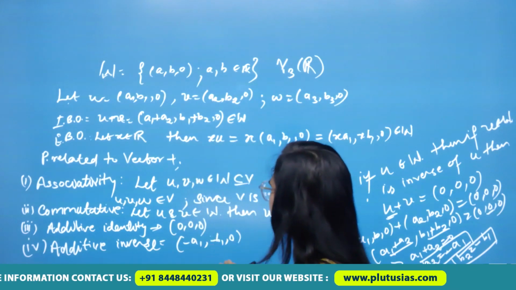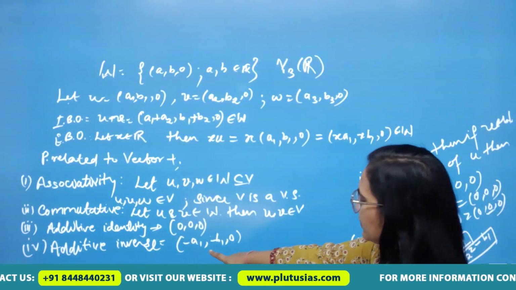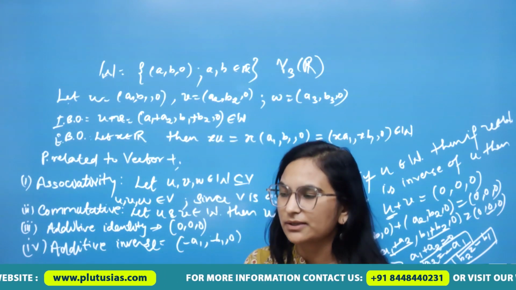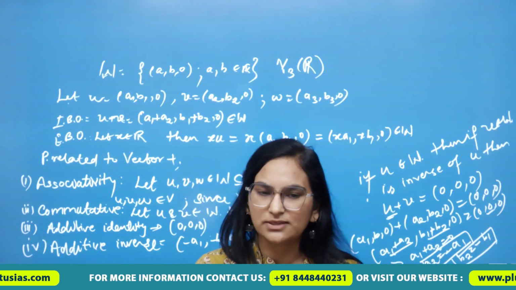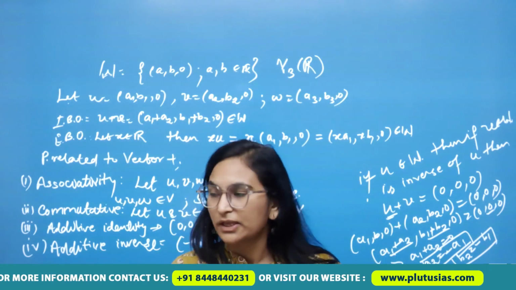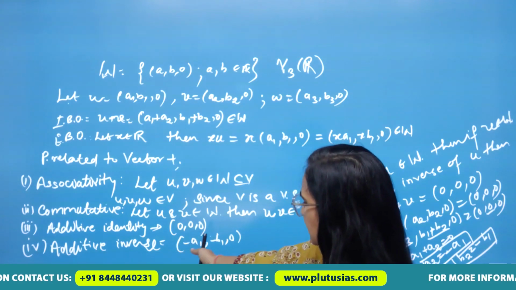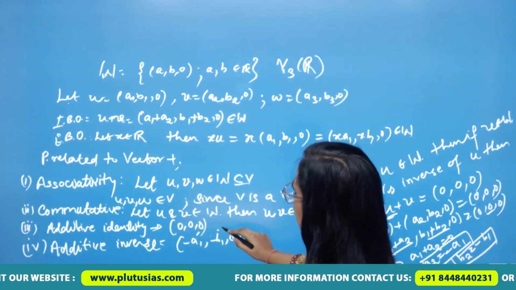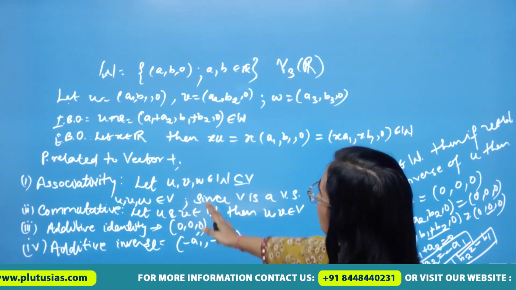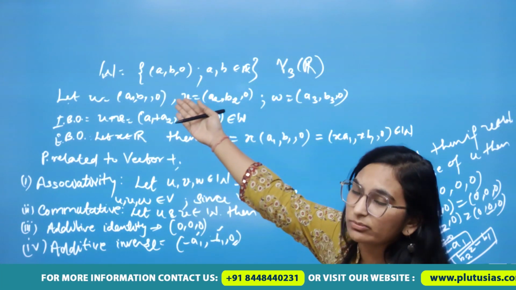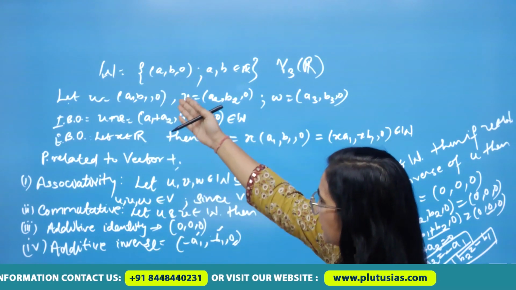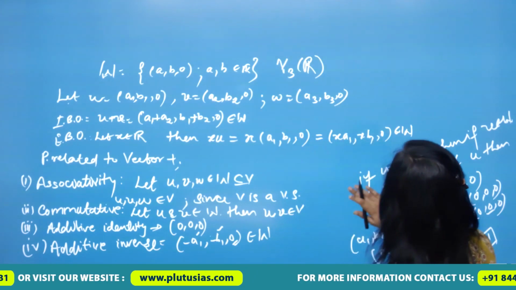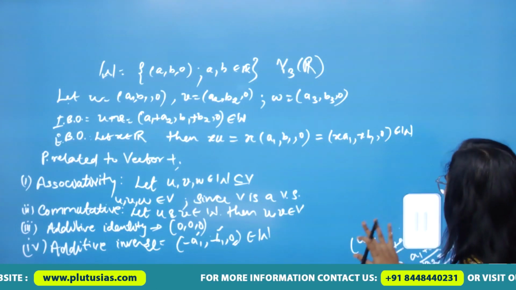And how would we say that this belongs to W? Because if a1 and b1 were real numbers, say 1 and 2 are real numbers, then minus 1 and minus 2 are also real numbers. That's how minus a1 and minus b1 also belong to the reals, and the third component is 0. This was the definition of W. So this is one of the elements of W, and hence it belongs to W. So all the properties of vector addition are satisfied.